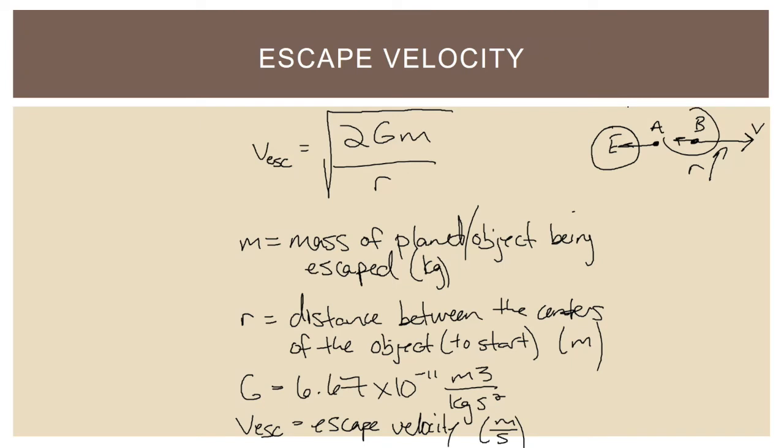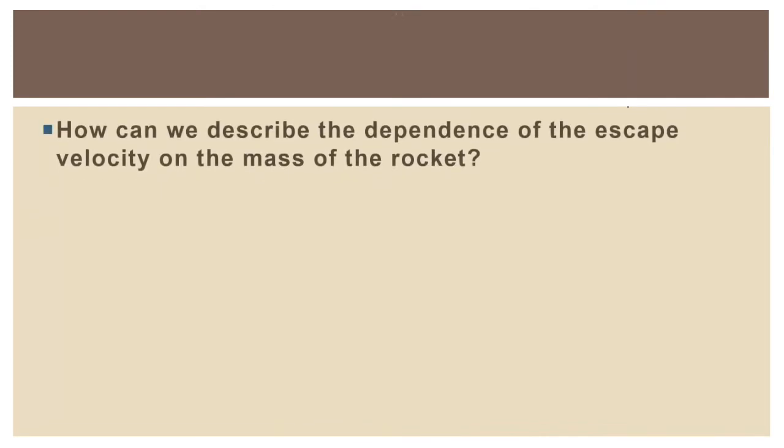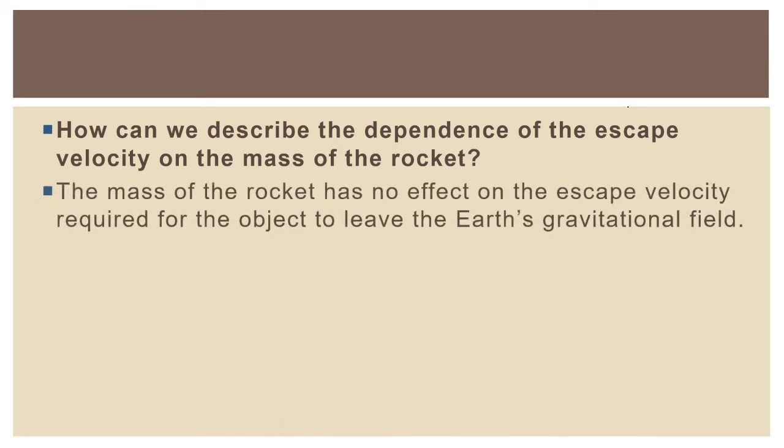So as we already mentioned, I just want to get this point down. We could ask simple questions here like, how can we describe the dependence of the escape velocity on the mass of the rocket? Notice the mass of the planet is in there, but not the mass of the rocket. The mass of the rocket, or object launching from the surface of this planet, like the Earth, has no effect on the escape velocity required for the object to leave the Earth's gravitational field or the gravitational field of any other planet or star.